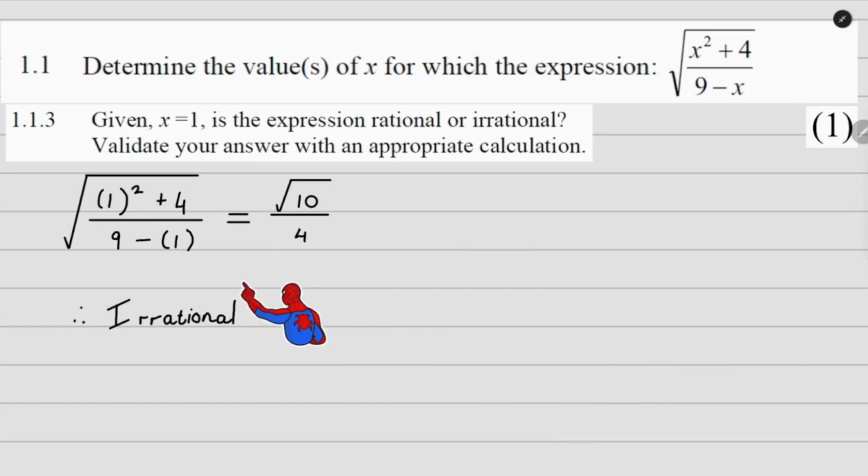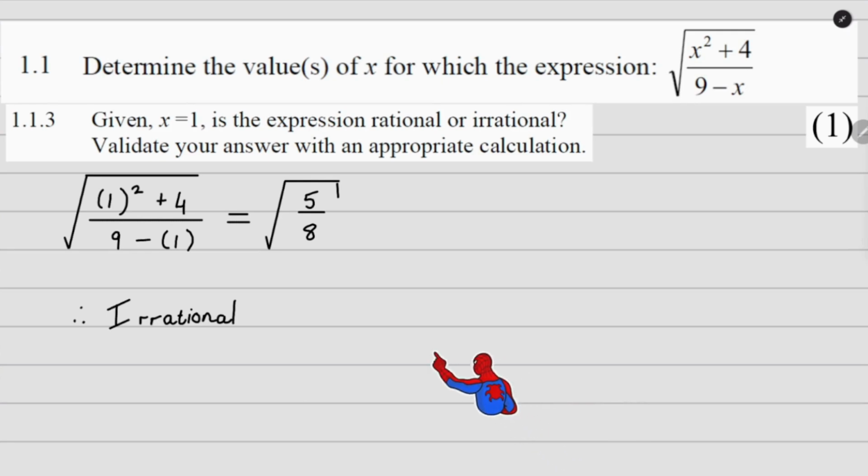For those of you brave souls out there, I could have worked this out manually. So I could have said 1 squared is 1, plus 4 will give me 5, and 9 minus 1 will give me 8. And then the square root will still sit over that 5 over 8. And now the same logic is present. There's still a square root in my answer. These are not perfect squares, so I can't really simplify that further. So it still leads to the conclusion of irrational.